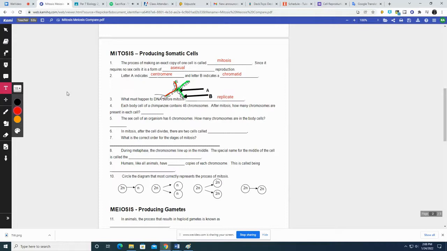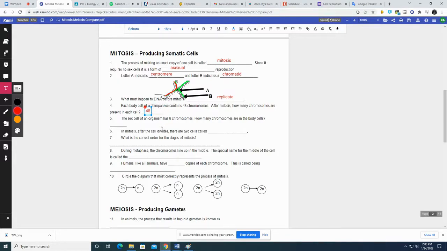Each body or somatic cell of a chimpanzee contains 48 chromosomes. After mitosis, how many chromosomes are present? Well, since we're making exact copies, obviously if you start with 48, you're going to make an exact copy. The new cells are also going to have 48 chromosomes in the somatic cells.